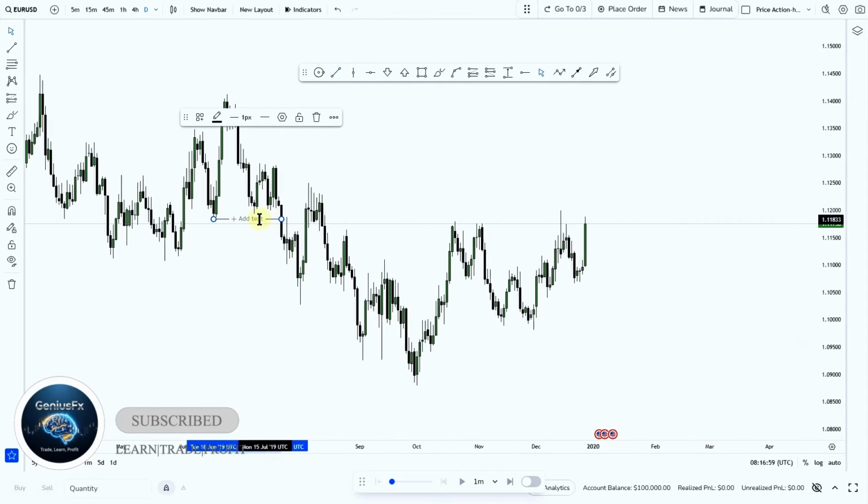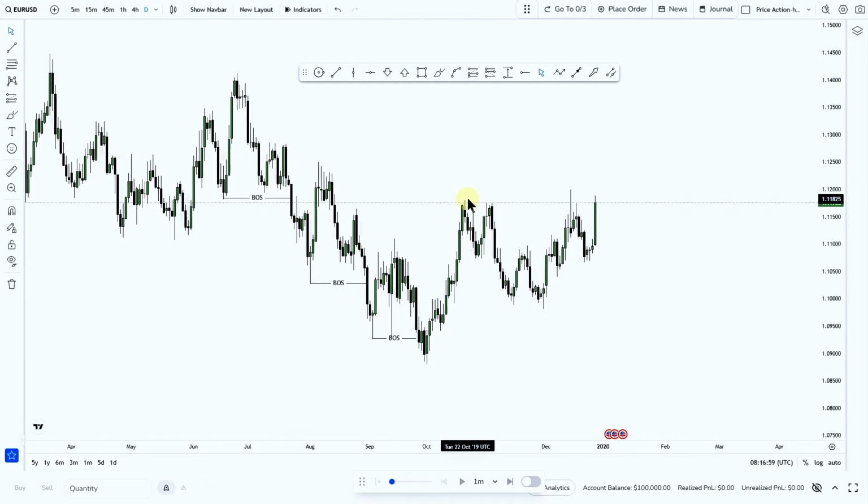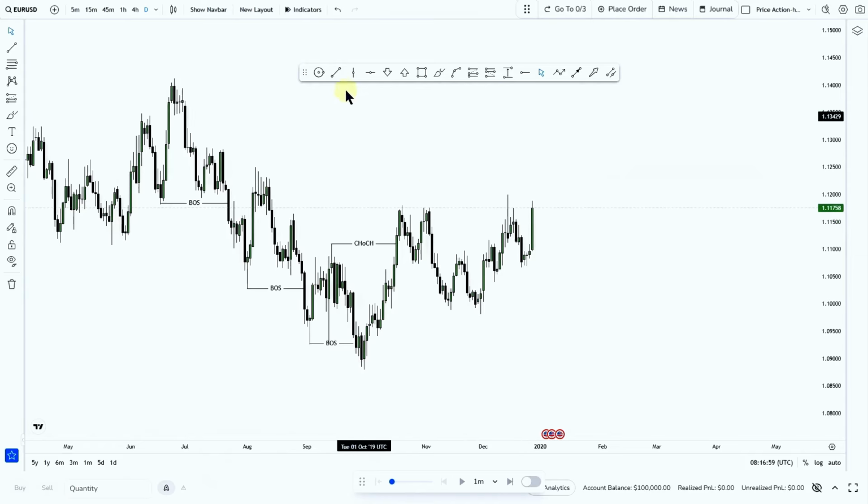Let's just start from here. We have a break of structure here, a break of structure here, and then a break of structure here. But from here, price pushes up and breaks above this high. So we got our change of character here. And then a break of structure to the upside.